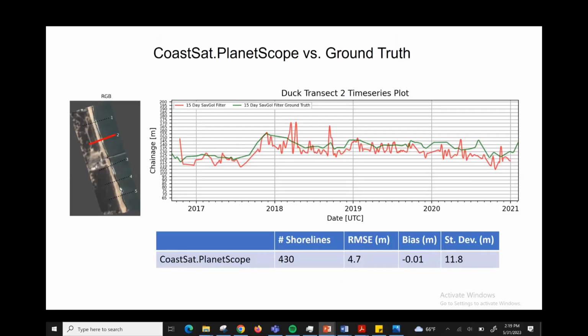So here I'm showing all of the CoastSat PlanetScope shorelines in red, and those are tidally corrected. In green, we are showing the 97 lug surveys that we have during that time, so that's our ground truth data. You can compare those two data sets, so 430 CoastSat PlanetScope shorelines, a root mean square error of 4.5 meters that had a very slight landward bias and a 12-meter standard deviation, and that standard deviation is a proxy for noise of those shorelines.